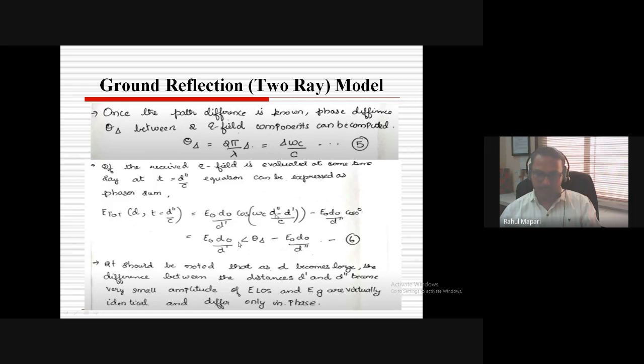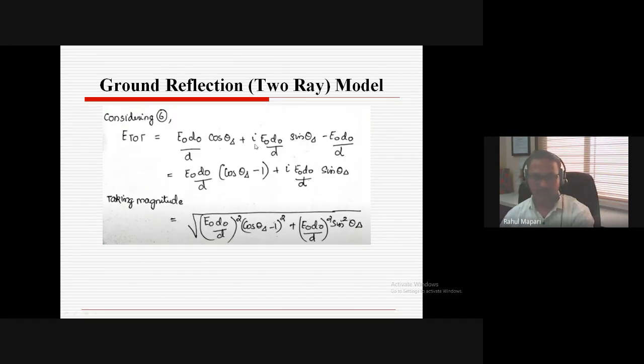And this angle, cos of theta delta, is written as cos of theta delta plus j sine theta delta here, and these two terms minus E0 D0 upon D as it is. So from the first term and last term, we take E0 D0 upon D common: inside the bracket, cos of theta delta minus 1 plus j E0 D0 upon D sine of theta delta as it is.